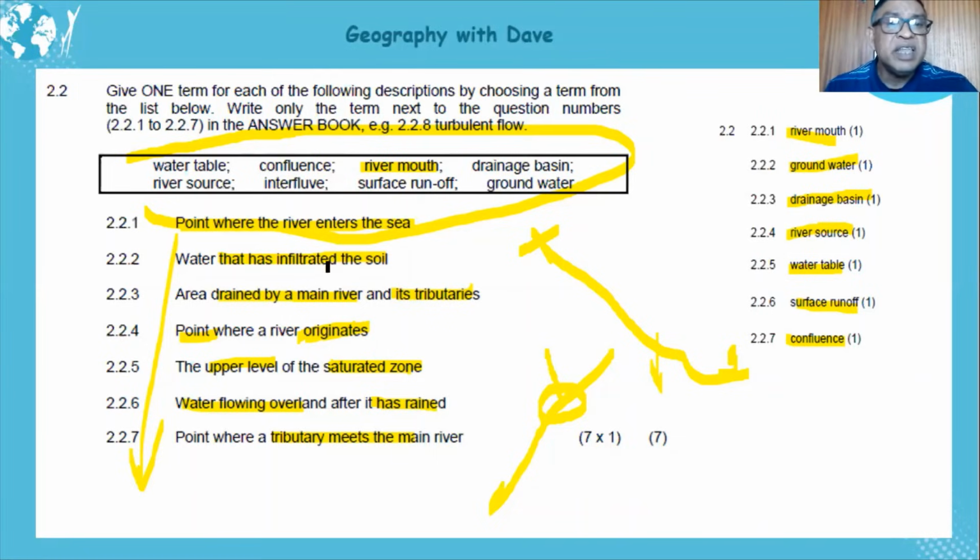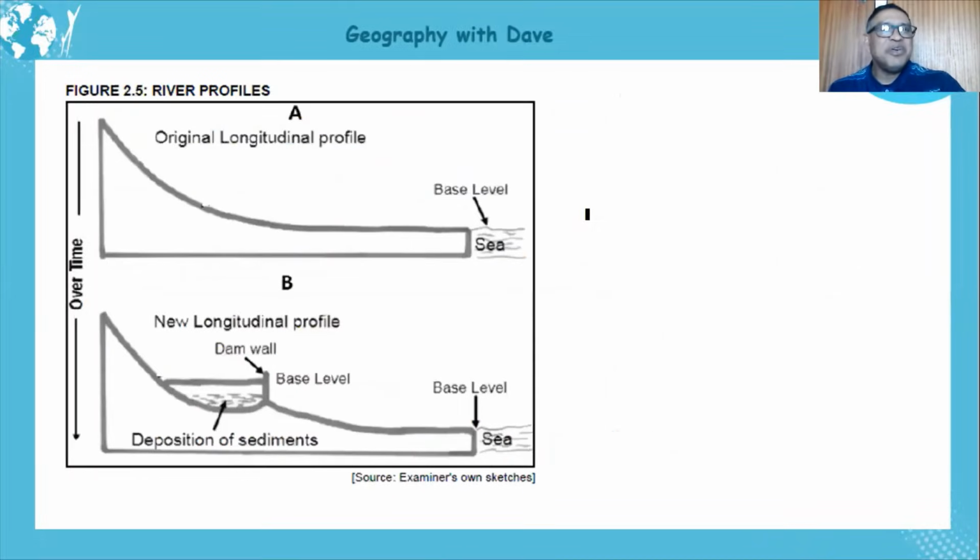Water that has infiltrated the soil, I know that is infiltration. It's groundwater. There it is here. Can you see? You confirm. Don't just look at the answers there. You know it in your head. Just go forward with it like that. Right, let's go on.